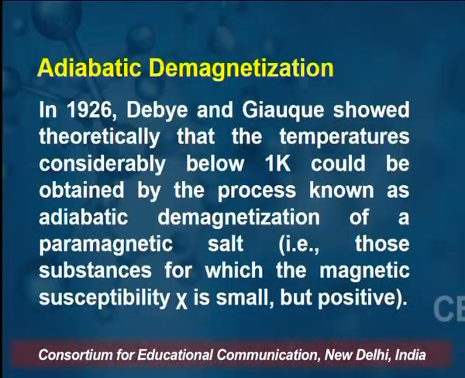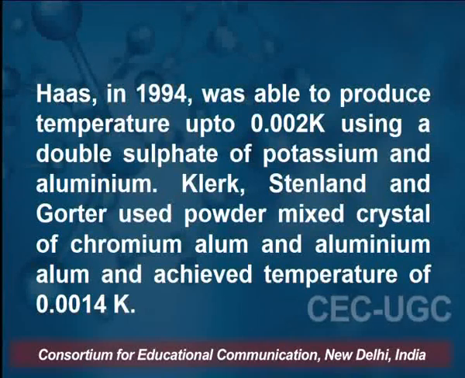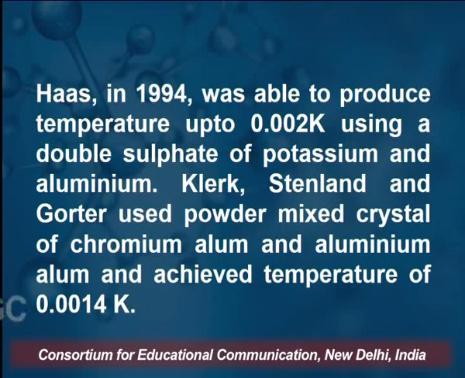In 1926, two scientists, Debye and Giauque, showed theoretically that temperatures considerably below 1 Kelvin could be obtained by the process known as adiabatic demagnetization of paramagnetic salts. What are paramagnetic salts? The salts whose susceptibility is small but positive. This is very important. Another scientist, Haas, in 1934 was able to produce a very low temperature of 0.002 Kelvin using a double sulfate of potassium and aluminium.